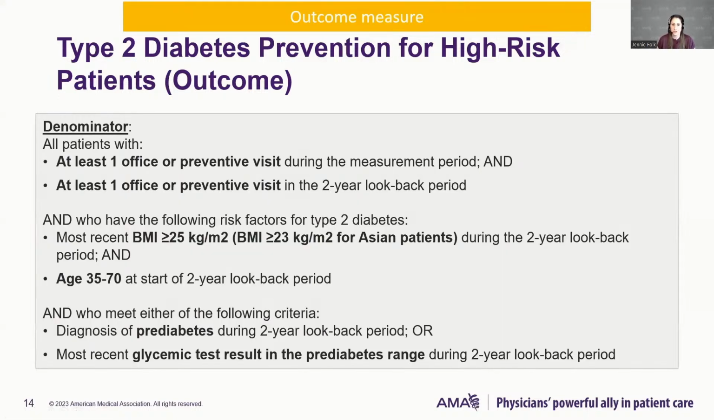The denominator of this measure is similar to the previous 2 with a few differences. It includes all patients with at least 1 office visit or preventive visit during the measurement year, and at least 1 office visit or preventive visit during the 2-year look-back period. The risk factors for diabetes are the same: BMI and age. And patients must meet one of the following two criteria: a diagnosis of prediabetes during the 2-year look-back period, or a glycemic test result in the prediabetes range during the 2-year look-back period.